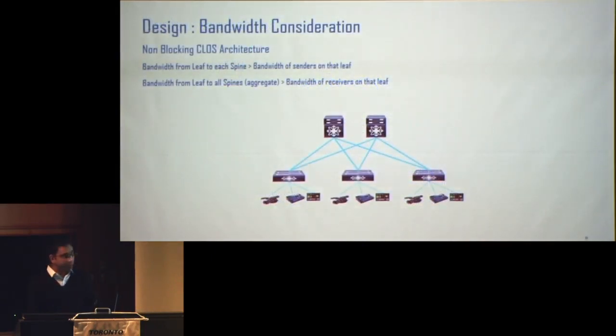So what kind of bandwidth considerations do you have to take in a spine leaf architecture? Because of the way it is designed, you have to make sure that the bandwidth from the leaf towards the spine is greater than the bandwidth of the senders on that leaf, right? So the uplink from leaf to spine should have higher bandwidth than what you are actually trying to send upstream from that leaf. Also, the bandwidth from leaves to all spines should be greater than the bandwidth of receivers on that leaf. If there are receivers on the leaf, you need to make sure that there is enough bandwidth from leaf to spine to support that kind of pull of traffic to those leaves.